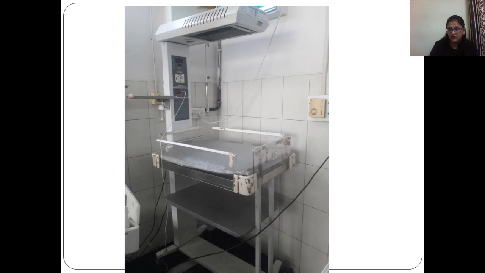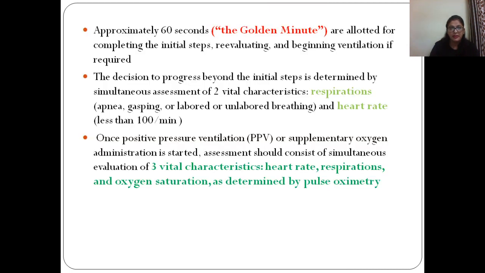So this is the radiant warmer that we have already discussed. Another important point that you need to know is about the golden minute. Now, what is this golden minute? It is the first 60 seconds after birth which are allotted for completing the initial steps, re-evaluating and beginning ventilation if required.